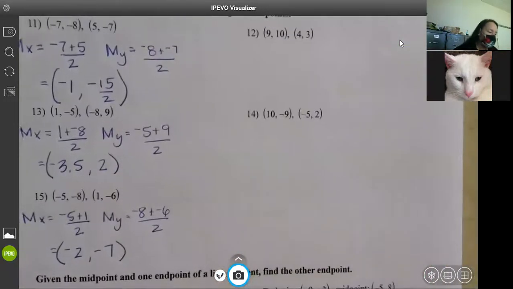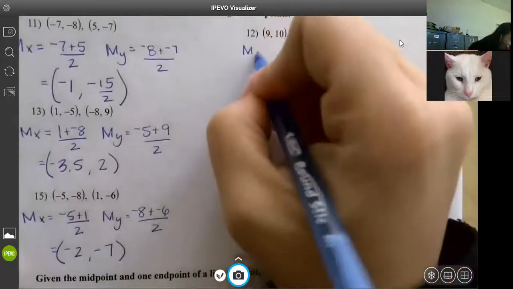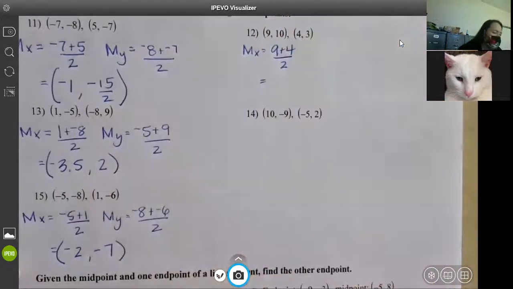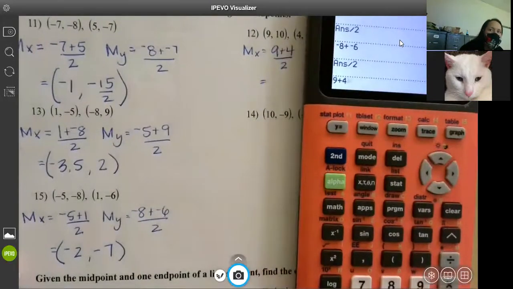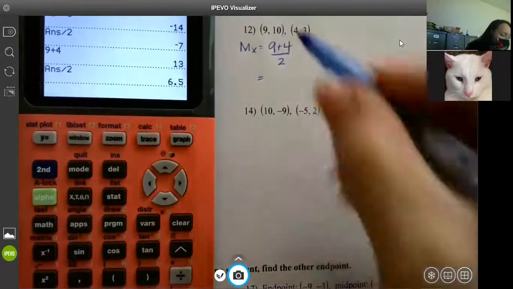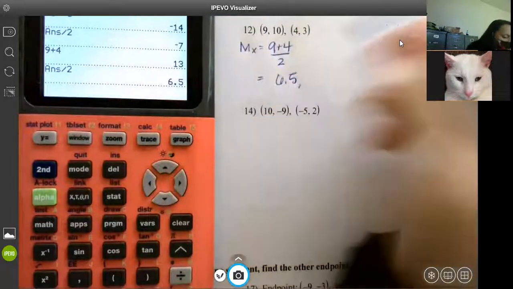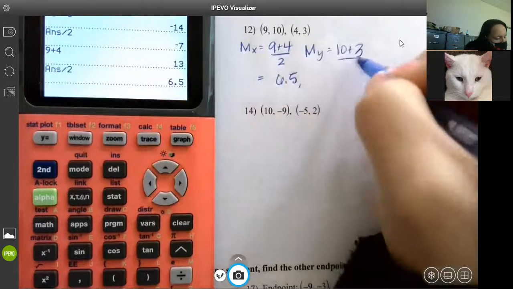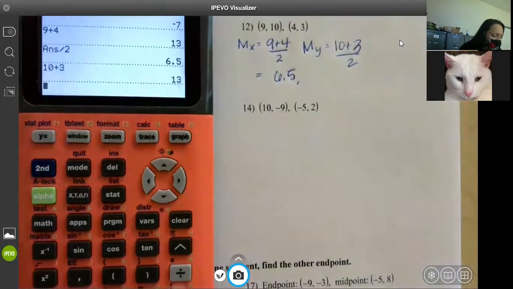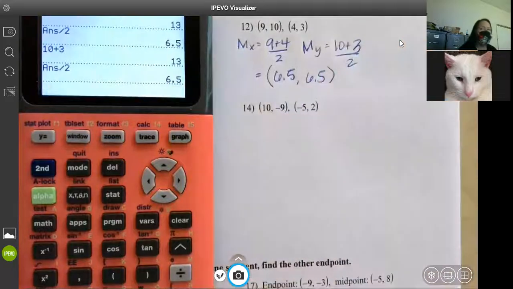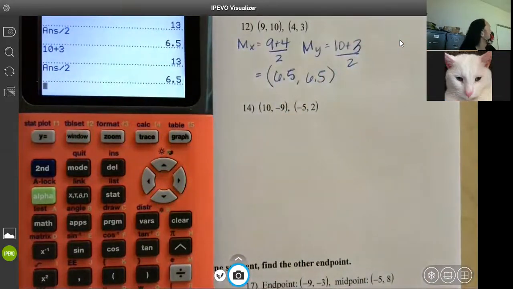All right, so on number 12, what are your two x's? So 9 plus 4 divided by 2. So you guys can see it is 6.5. What are your two y's? So add those, divide by 2. And we get 6.5. If you have to put it as a fraction, math, enter.